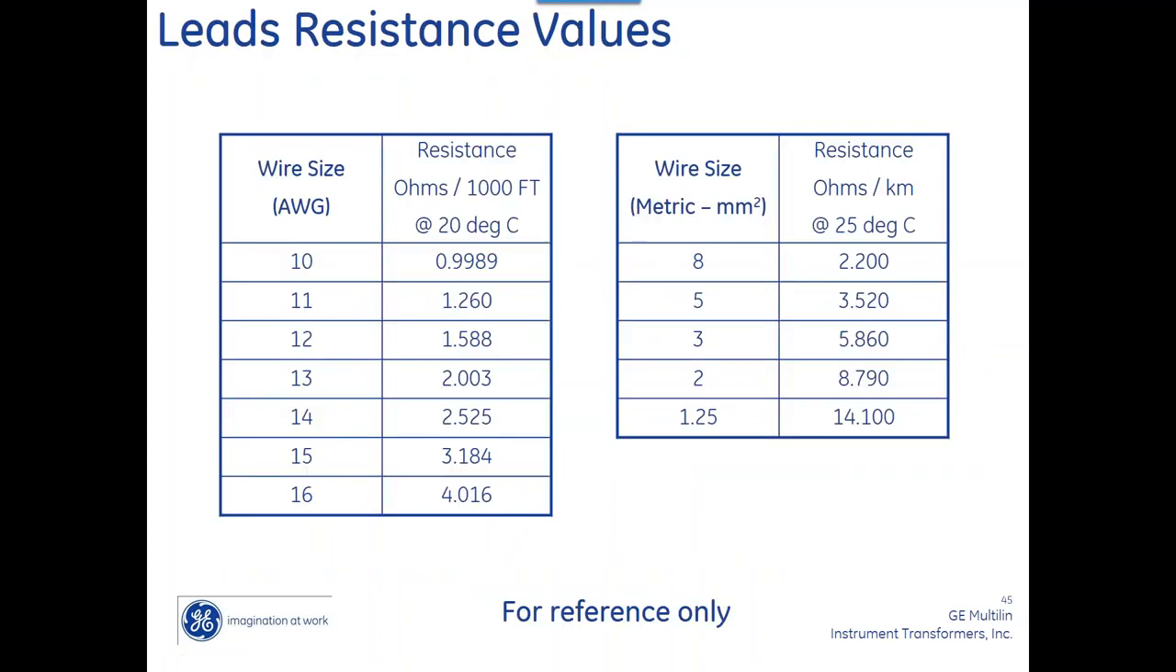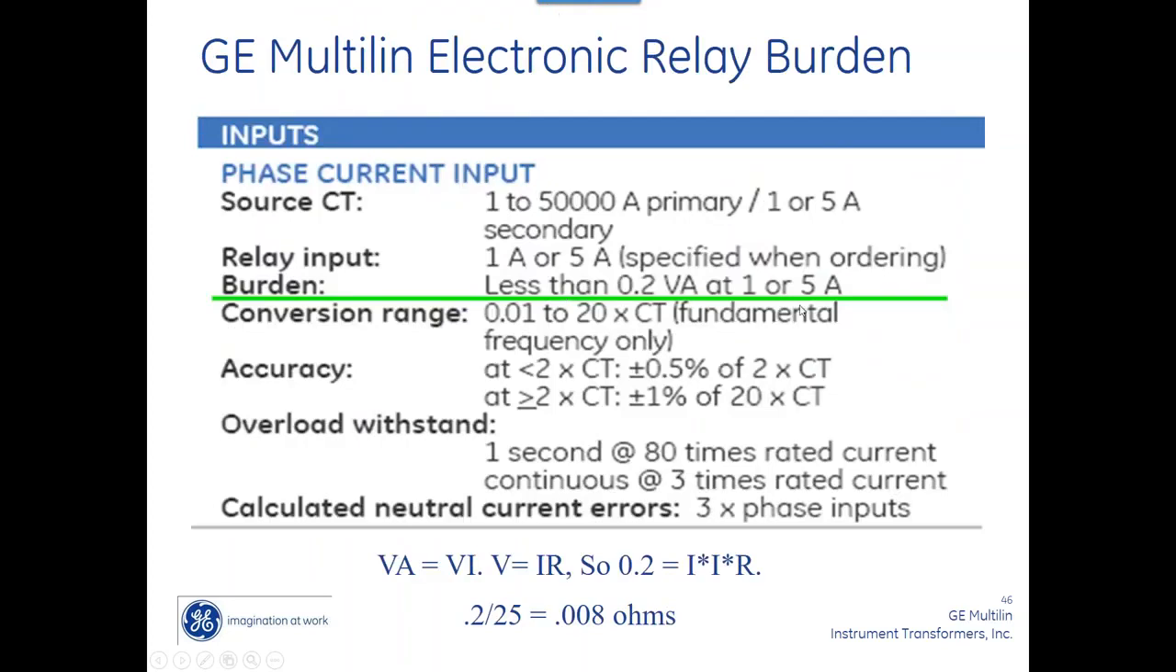If we look at wire, the rule of thumb a lot of us use is 10 gauge wire is good for about 1 ohm per 1,000 feet. A 12 gauge wire is about 1.6, because we want to be conservative on this. And 14 is about 2.5. Okay, so that's just rules of thumb for you.